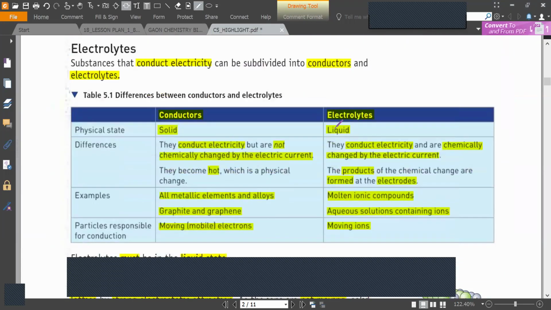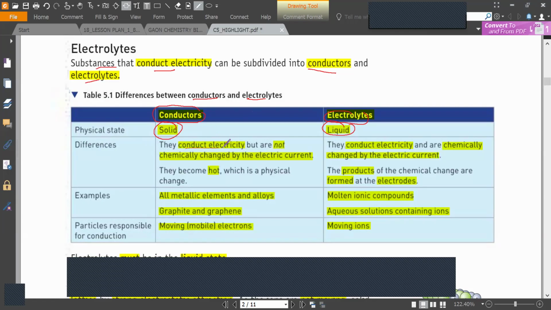Electrolytes. Substances that conduct electricity can be divided into conductors and electrolytes, so we need to know the difference between them. Conductors are solid, electrolytes are liquid.